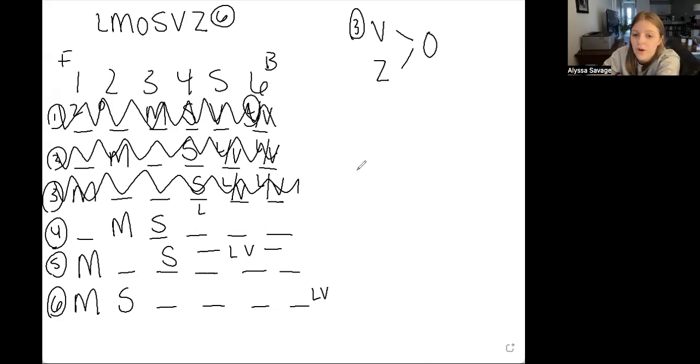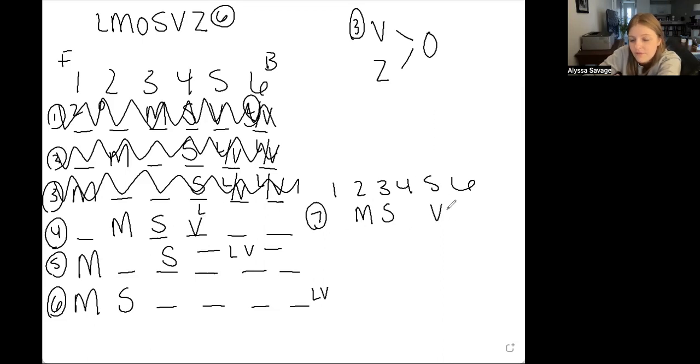I'm going to break it up again because depending on where I put V, it's going to determine where O goes. And we'll see what I mean in a second. So we have M, S. Let's say I put V at 4 here and V at 5 here.